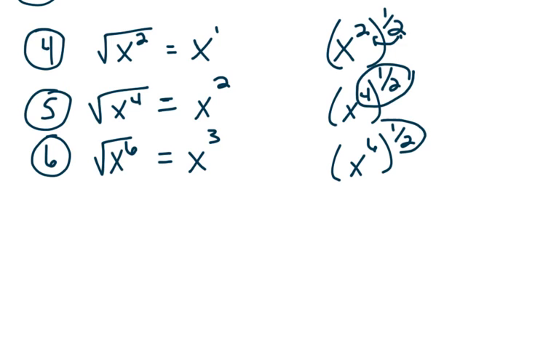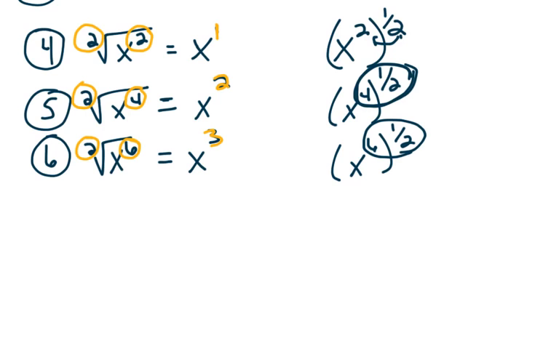Now, what we realize is when we multiply 6 times 1/2, basically what we're doing is 6 divided by 2. And when we divide 4 by 1/2, we're basically dividing 4 by 2, and so on. So if you notice, if we have our index of 2 out here, the exponent divided by the index will give us our new exponent.